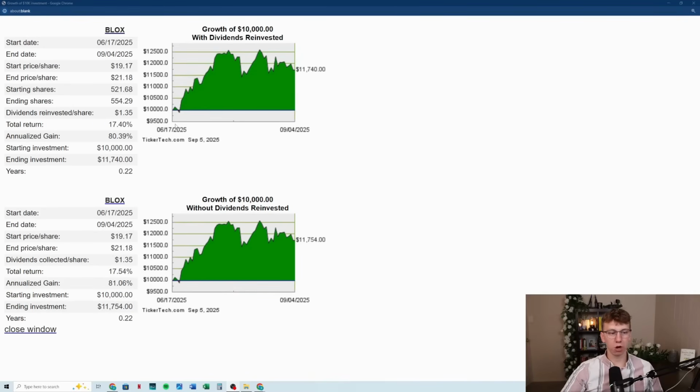Now, of course, those numbers are with dividends reinvested. It's actually better with dividends not reinvested, which is very interesting. But long-term, since it does have a focus on growth, the dividends being reinvested should help. It should be a significant outperformer.